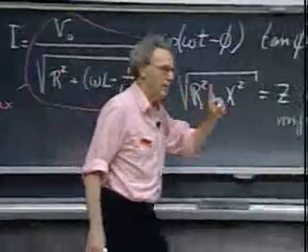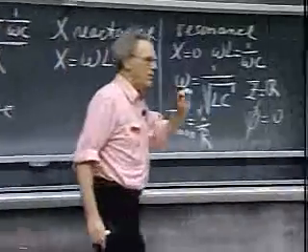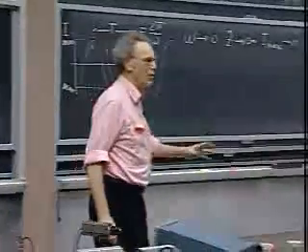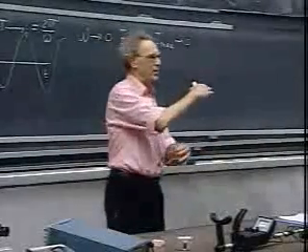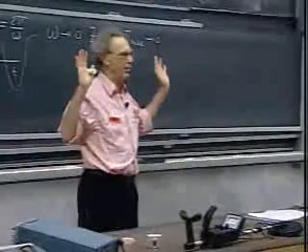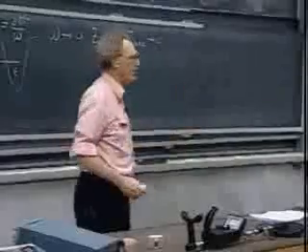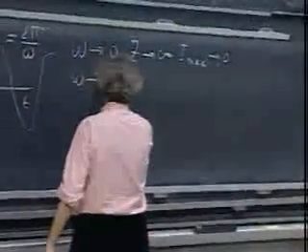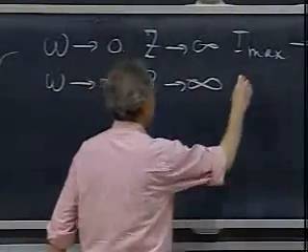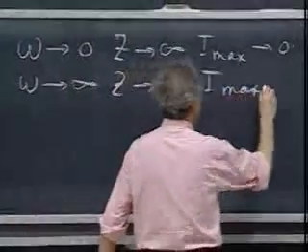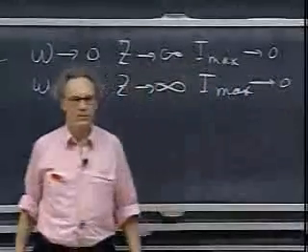And that's intuitively pleasing. Because omega 0 really means you have no AC anymore, you have DC. And with DC, you charge up the capacitor, and when it's fully charged, no current can flow anymore. So that's intuitively pleasing. When omega becomes very high, let's call it infinity, then Z again goes to infinity. So again, the maximum current goes to 0.